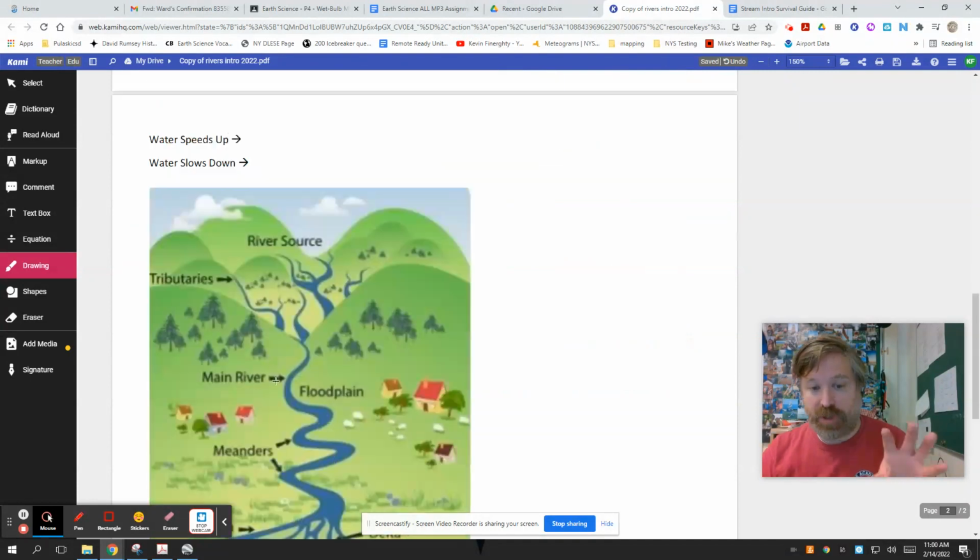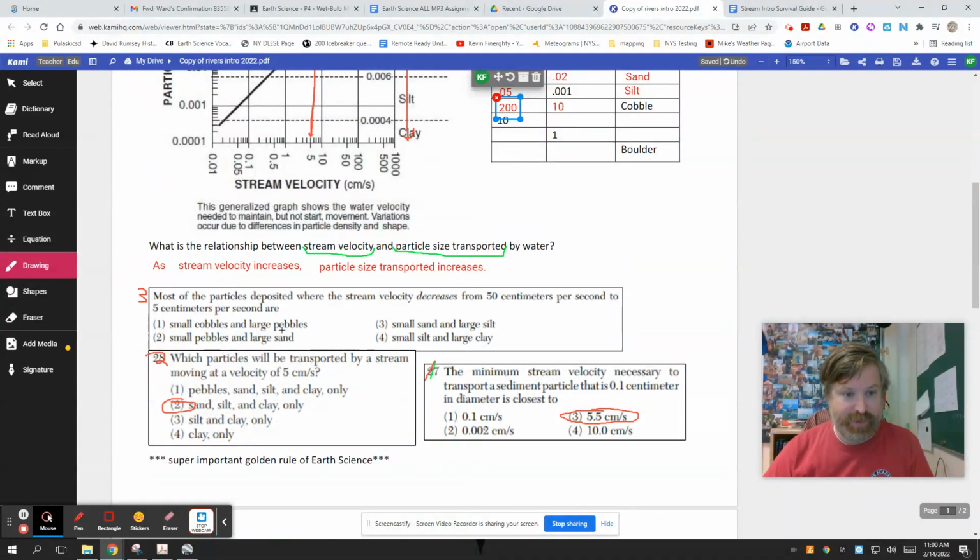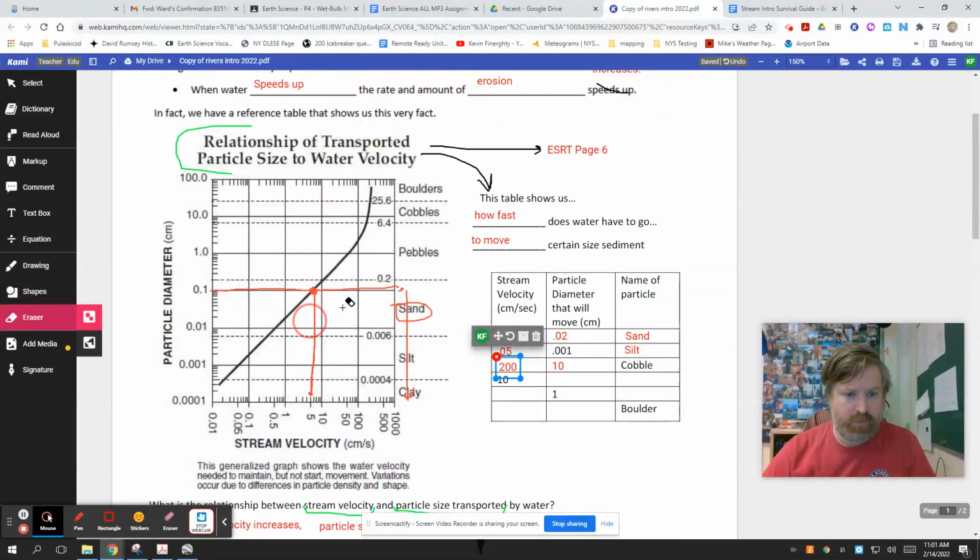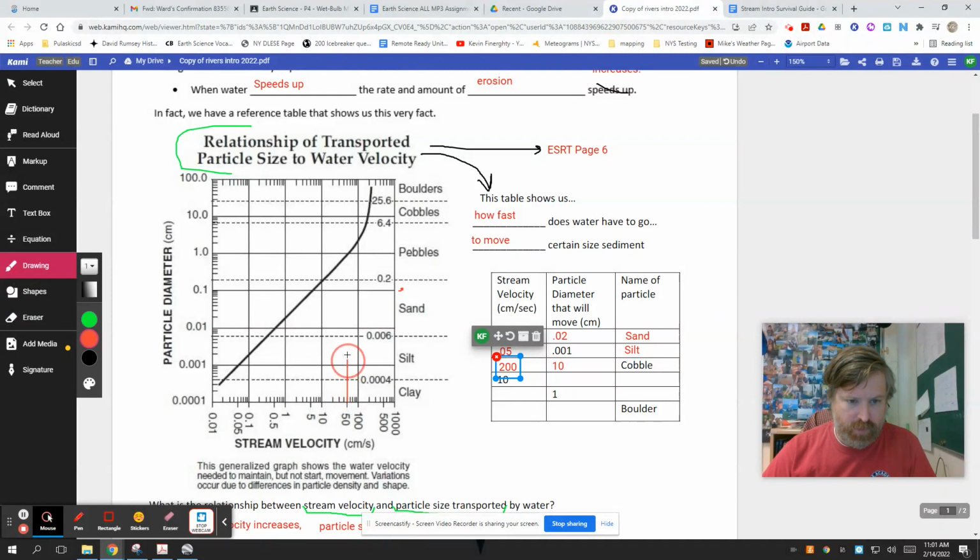Which now gets to the idea which we're going to get into when we get into the river thing here. This is the big one. What if you're going 50 and then it decreases to 5? All right, so if we're going 50, we can carry, and I know that line's not super straight, but we're going to be good enough, pebbles and sand and silt and clay. And then if the water slows down to 5, something happens. Now it can only carry the sand. So what happens to those pebbles?